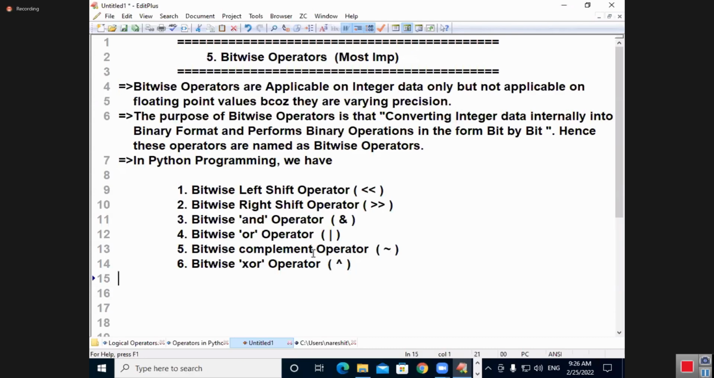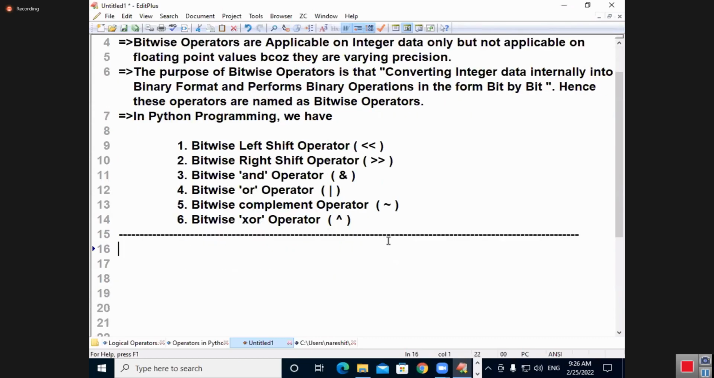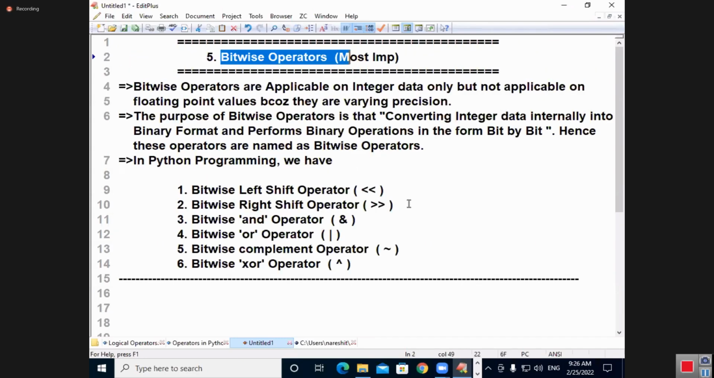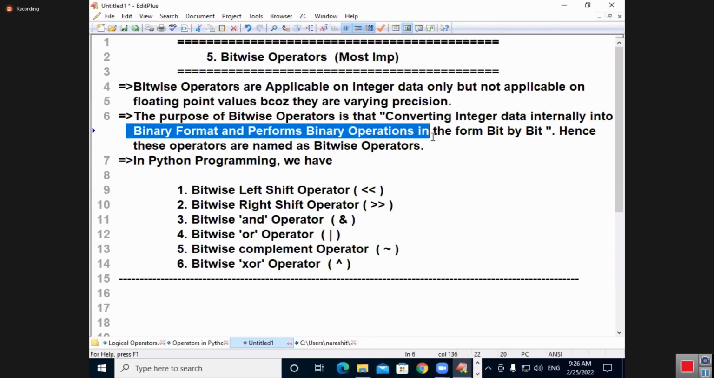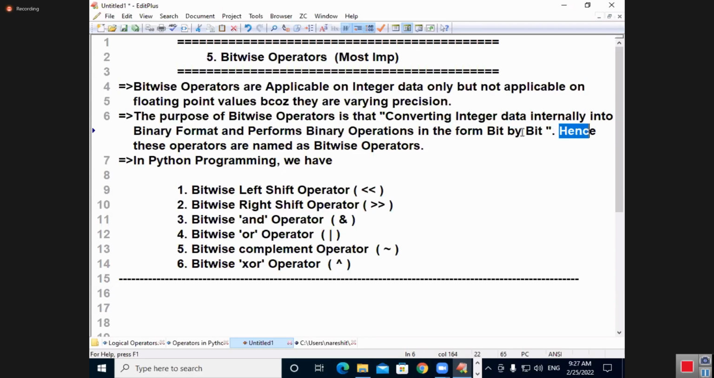Of course, I am not boasting about my class, but you take any student and ask about these operators, and they don't know how they work. But I will give you the complete meaning of how these operators work, one by one. Shall we start now? Why do we use bitwise operators? How are they working? The purpose of bitwise operators is converting the integer data internally into binary format and performing binary operations bit by bit, and hence these operators are named bitwise operators. So internally, how are the operations going on?